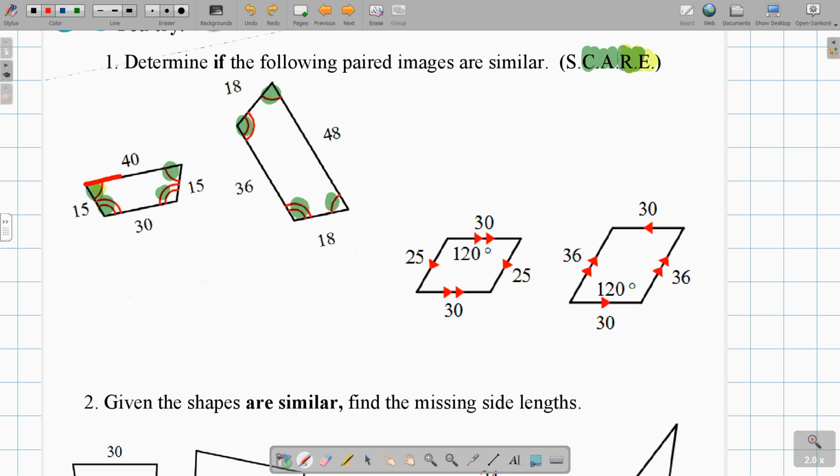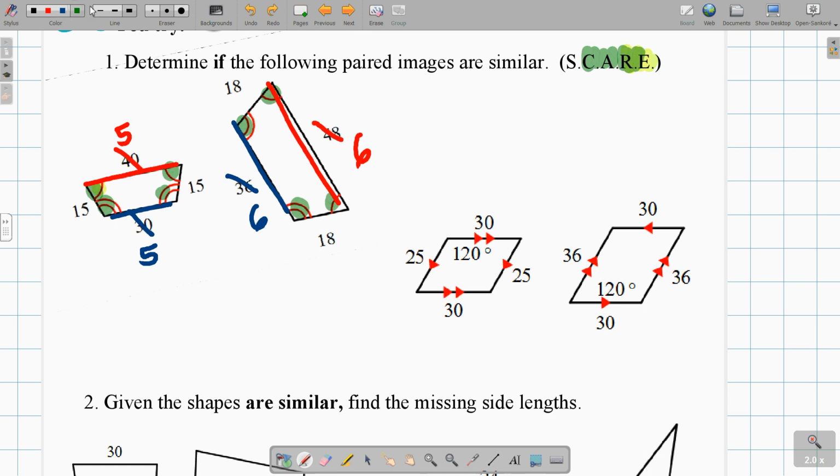I'm going to go 40, which is my long side, to 48. I see that 8 goes into both of those. 8 goes in here 5 times. 8 goes in here 6 times. Let's check this one. 30, 36. I know 6 goes in here 5 times. 6 goes in there 6 times.